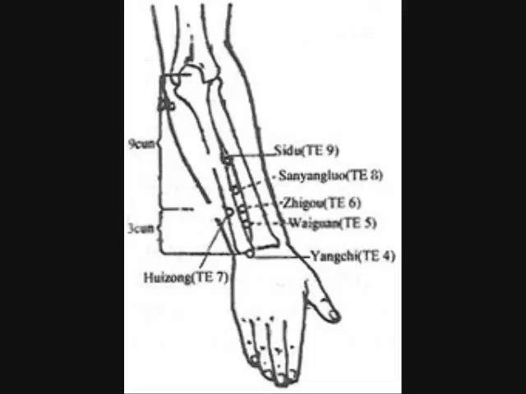Sanjiao 7. At the level with Sanjiao 6, about 1 finger's breadth lateral to Sanjiao 6 on the radial side of the ulna. Sanjiao 8. 4 tsun above Sanjiao 4 between the radius and the ulna.